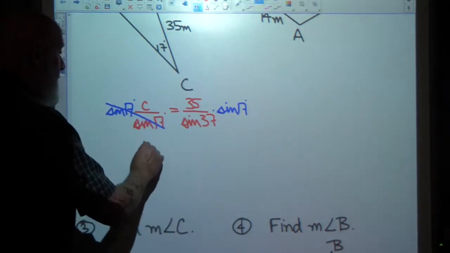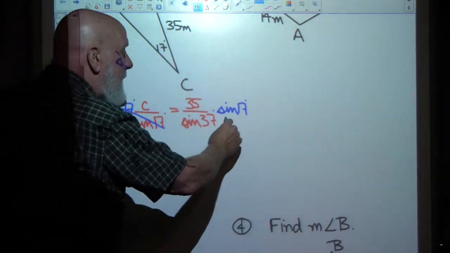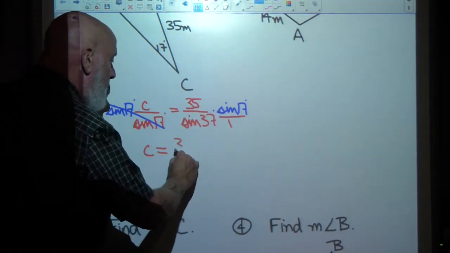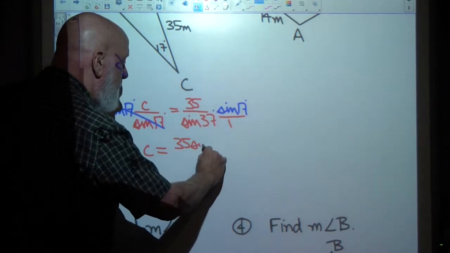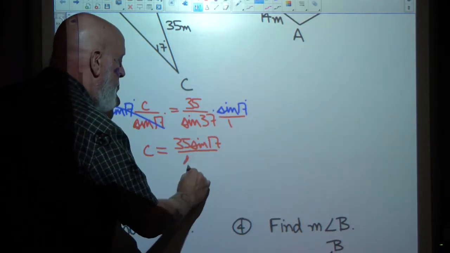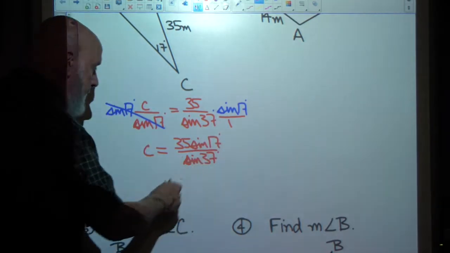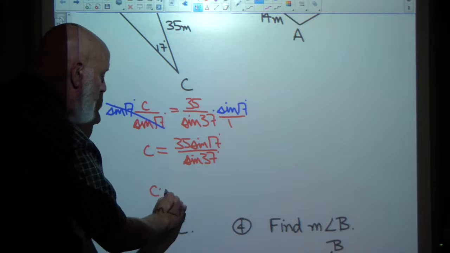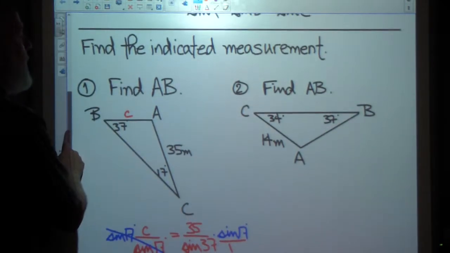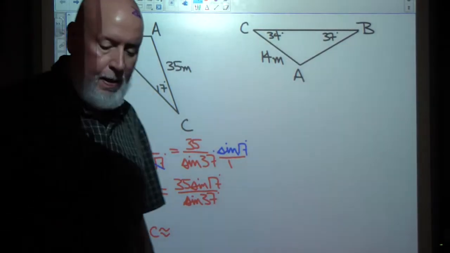And what this will yield is C equals, because these cancel out, 35 sine 17, remember, there's a 1 under there, over sine 37. You can evaluate this with your calculator. Those are degrees, of course. And we'll get C is approximately equal to, and we're going to round it to the nearest tenth. Oh, it just says find the measurement. I'm going to round it to the nearest tenth.